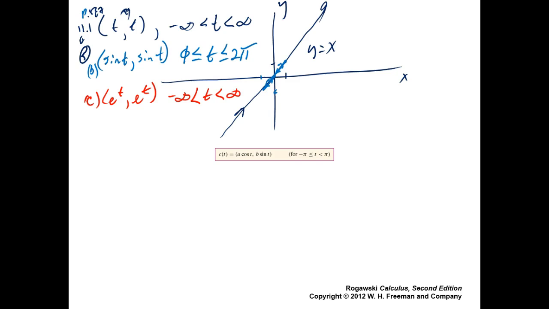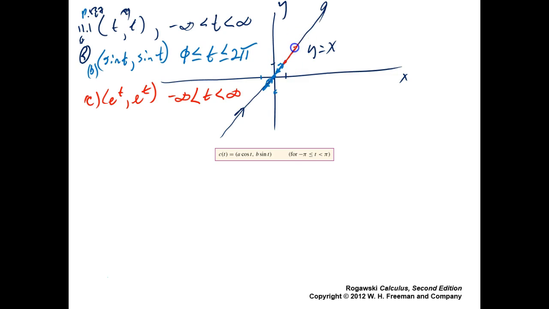Now, give me a T. 0. Okay? And what would the values be then? E to the 0. Anything to the 0th power is 1. So we start at 1, 1. And where do we go from there? You tell me. Give me another T. 1. And what would that be then? E, which is about 2.7. So that would be somewhere maybe up here.